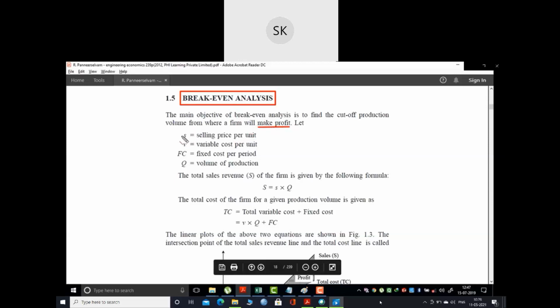So let us take the variables and define them. The first variable is S. S is defined as the selling price of the product. V is the variable cost for the product. FC is the fixed cost for the particular period, and Q is the volume of production.